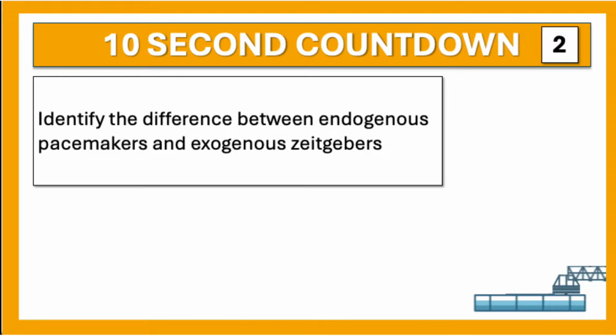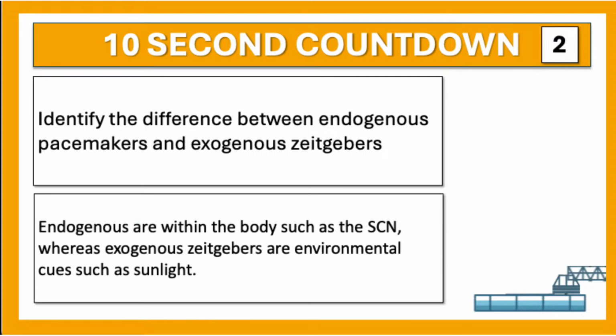Some really good answers coming through here. Sophie Malone said endogenous is internal, like the SCN, yes, suprachiasmatic nucleus. Can you give me an example of an exogenous zeitgeber then? Okay, Francesca, we've got external things like light. Well done. Excellent. Let's reveal the answer. Endogenous pacemakers are within the body, such as the SCN, whereas exogenous zeitgebers are environmental cues, such as sunlight. Well done, all of you. Looks like most of you got that correct.